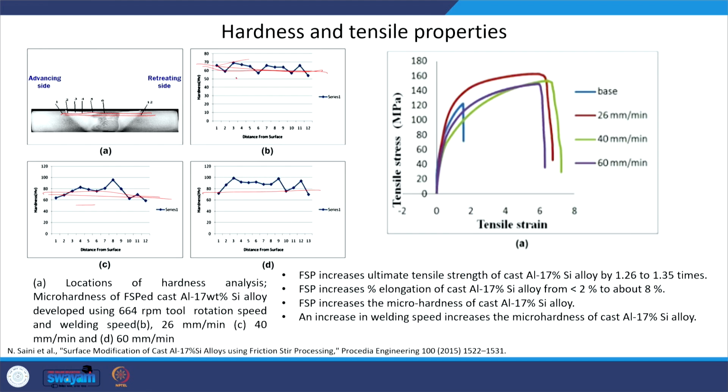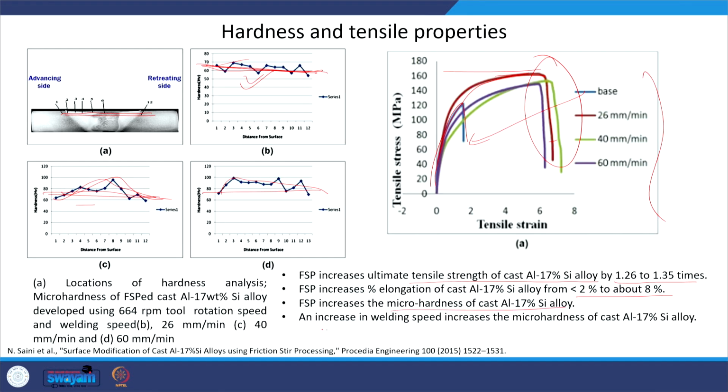A is for the as-cast alloy, which shows significantly lower hardness as compared to that of the FSP. FSP increases the hardness because of the improved distribution of the silicon particles. FSP increases the ultimate tensile strength also, that is what we can see from this diagram, where the base metal is significantly weaker in terms of strength as well as ductility. But when FSP is performed, there is a significant increase in the tensile strength as well as ductility for all these conditions. In general, FSP increases the tensile strength by 1.26 to 1.3 times. It increases the elongation significantly from about 2 to 8%, and it increases the micro hardness also.